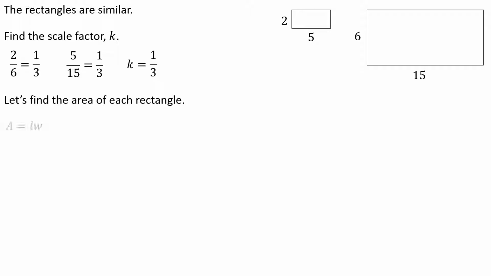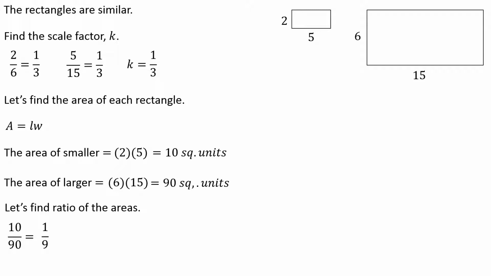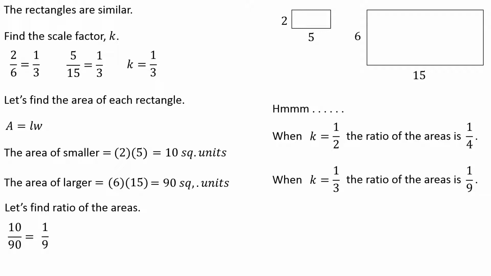Okay, area. Rectangle, a lot easier, length times width. So the smaller rectangle looks like 2 times 5, which is 10 square units. The larger rectangle looks like 6 times 15, which is 90 square units. And so the ratio is 10 over 90, which is 1/9. Whoa, what's going on here? When k was 1/2, the ratio of the areas was 1/4. When k was 1/3, the ratio of the areas was 1/9. What's happening?